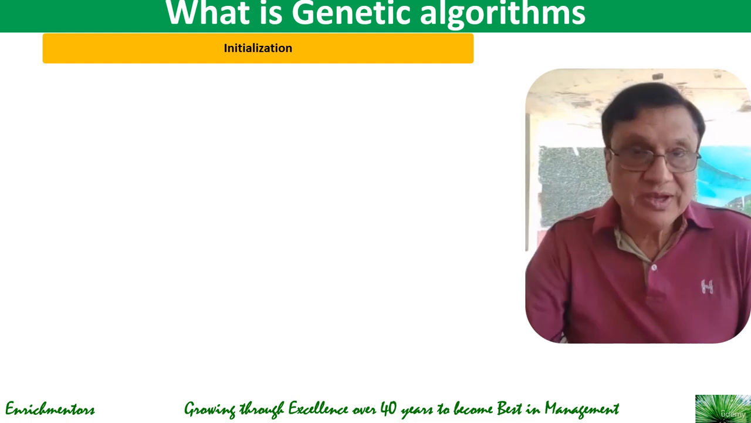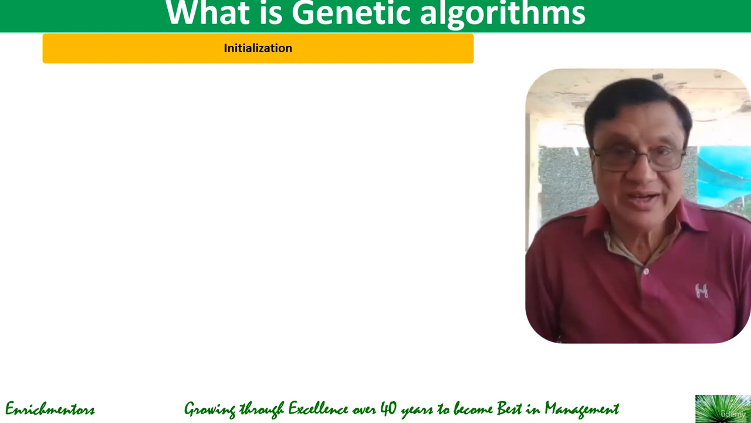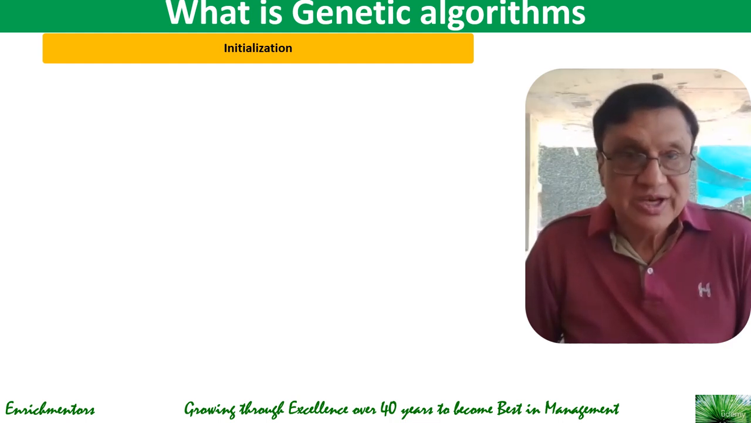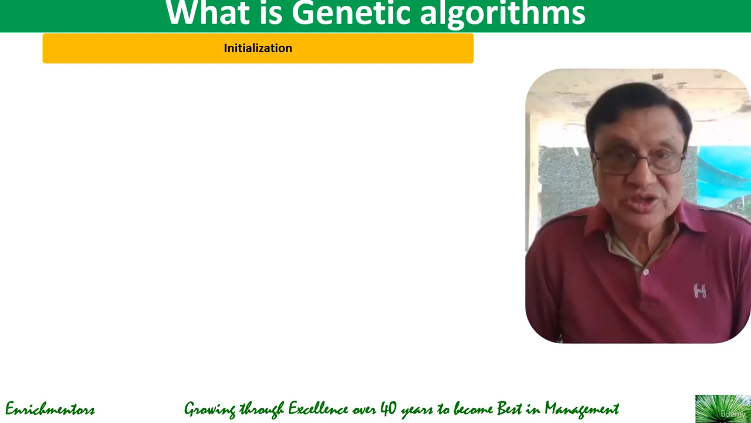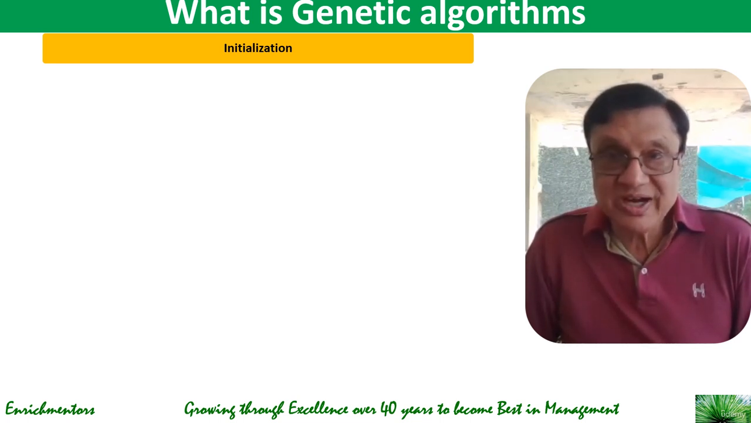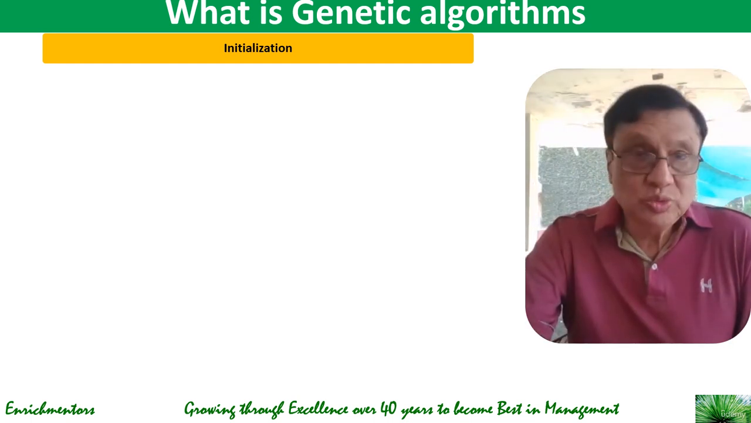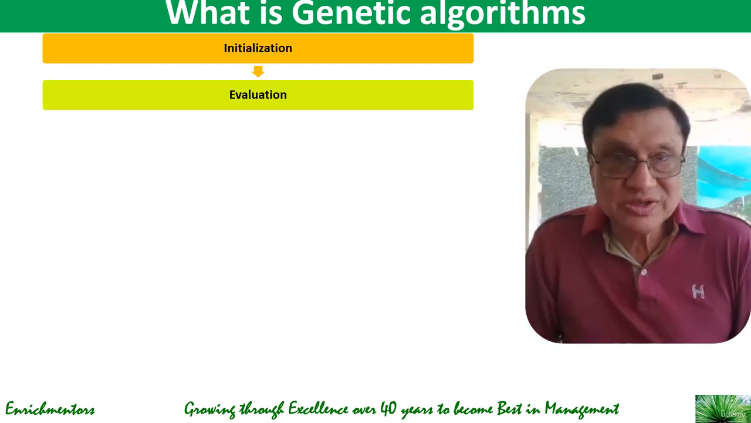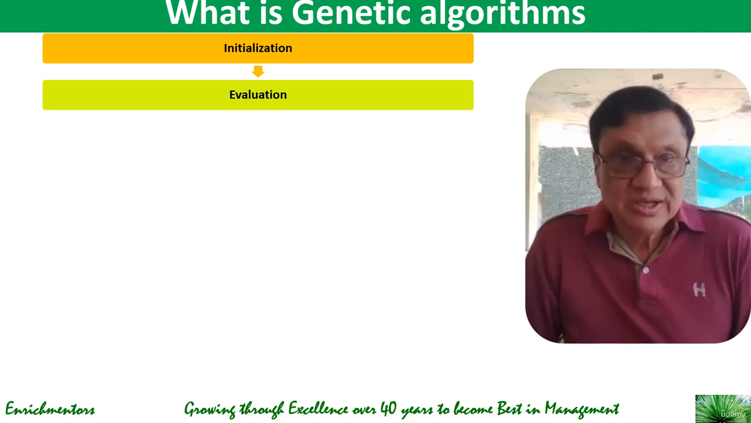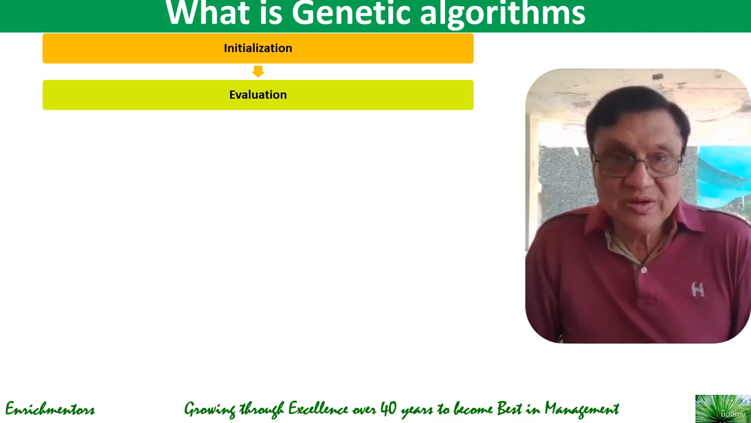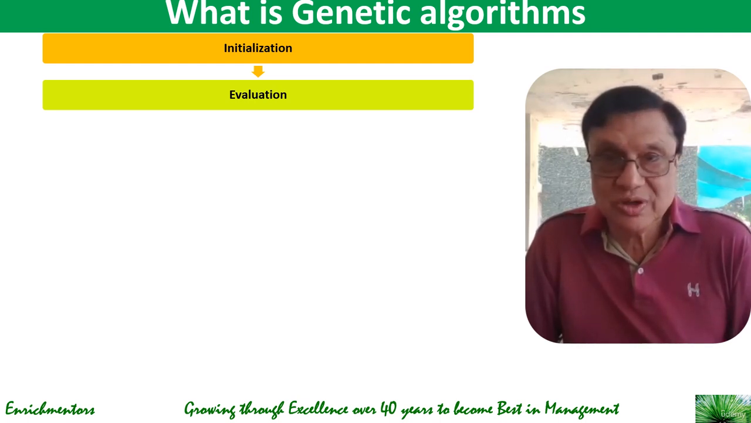You start by initializing a population of candidate solutions, individuals, randomly or using some heuristic method. Each individual represents a potential solution to the optimization problem and is typically encoded as a string of parameters, a vector of values. Then you evaluate the fitness of each individual in the population by applying the objective function. The objective function assigns a numerical value, or fitness value, to each individual, representing how well it solves the optimization problem.